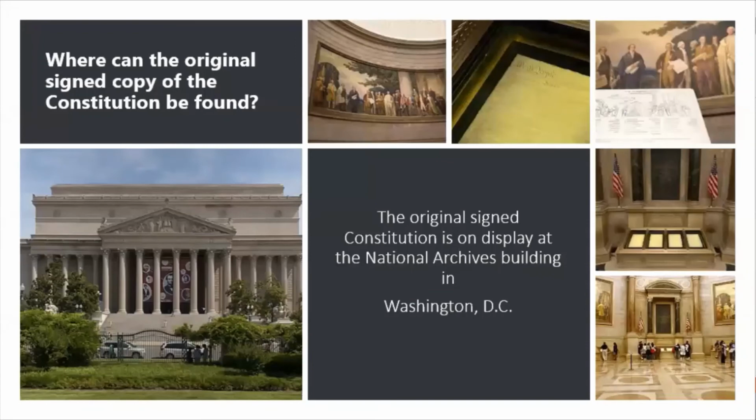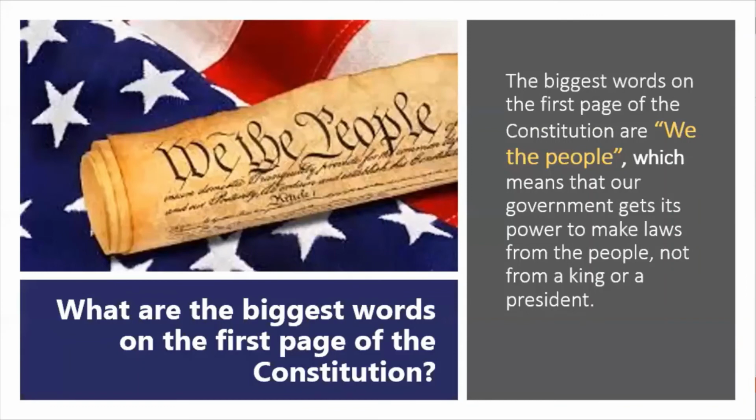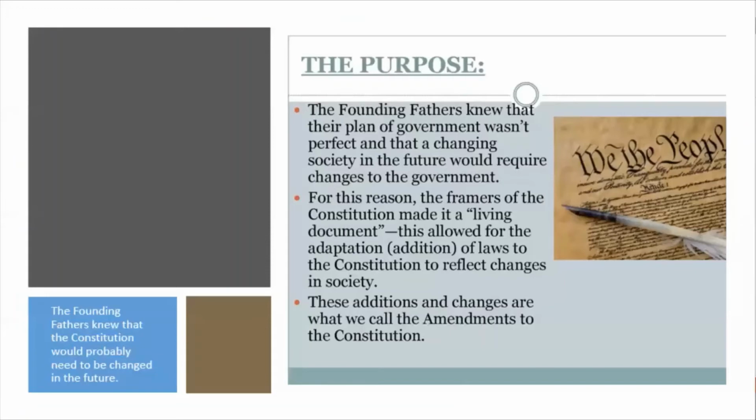Where can the original signed copy of the Constitution be found? The original signed copy is on display at the National Archives building in Washington, D.C. What are the biggest words on the first page of the Constitution? The biggest words on the first page of the Constitution are, "We the people," which means that our government gets its power to make laws from the people and not from a king or president.